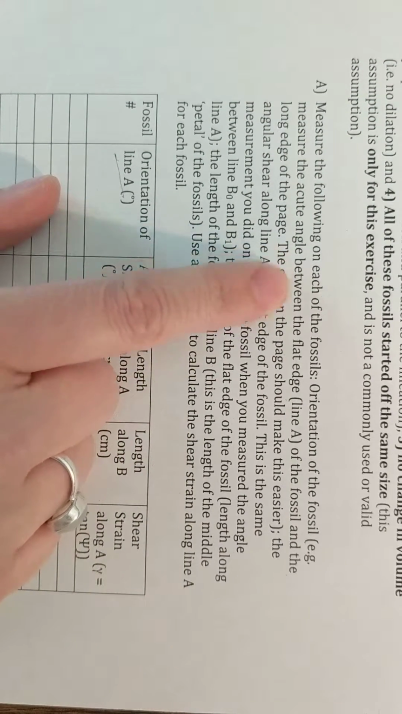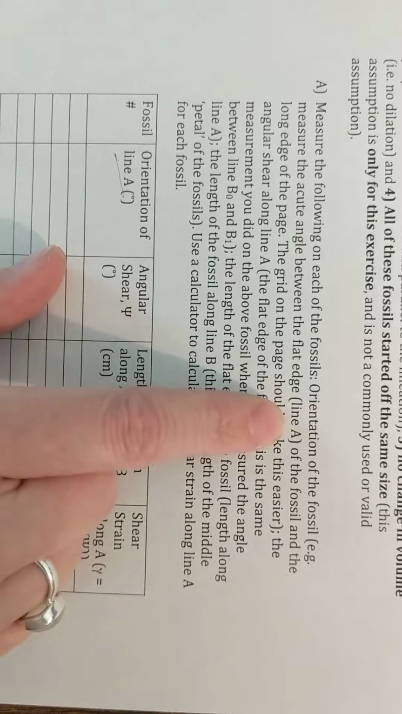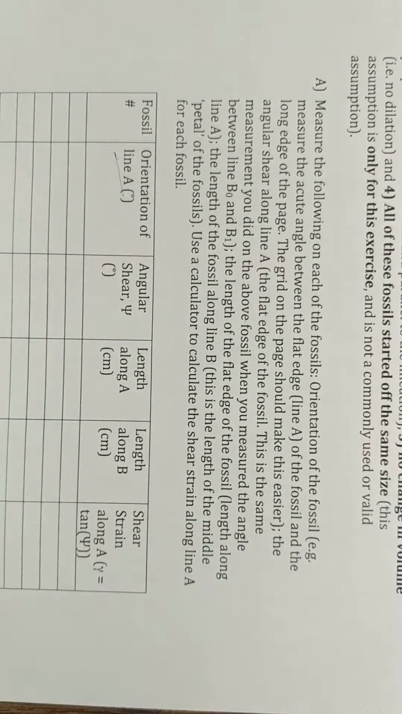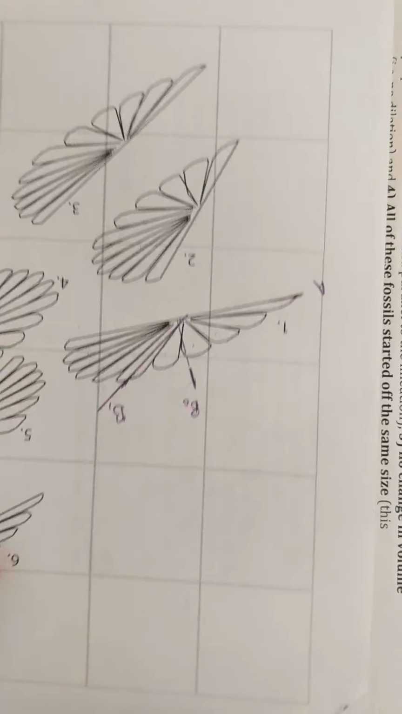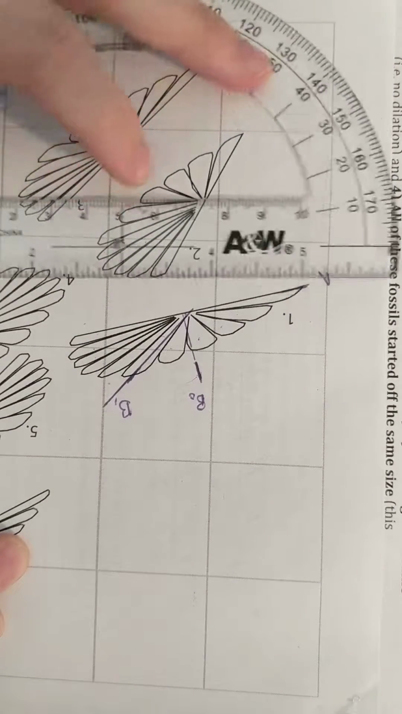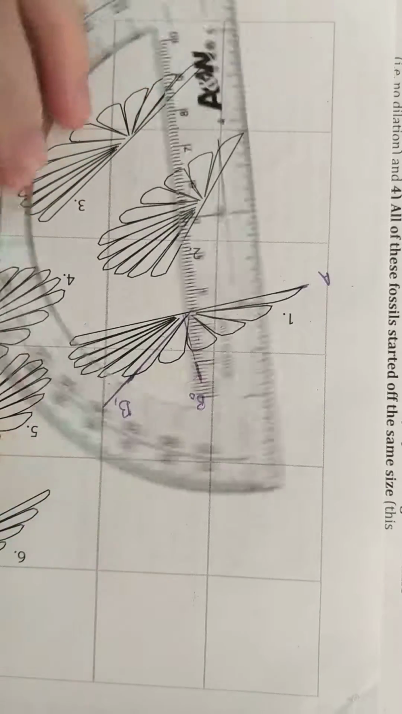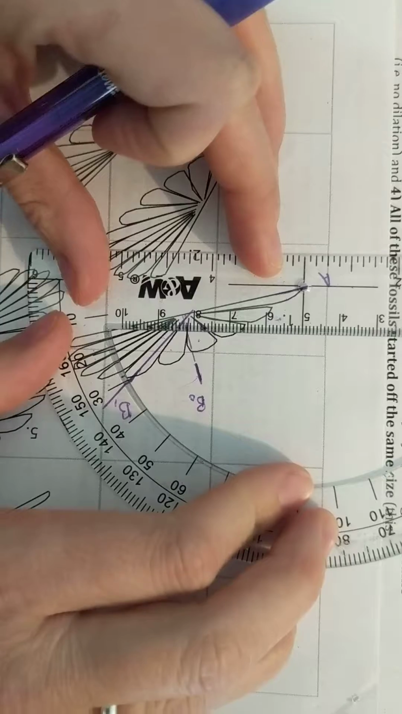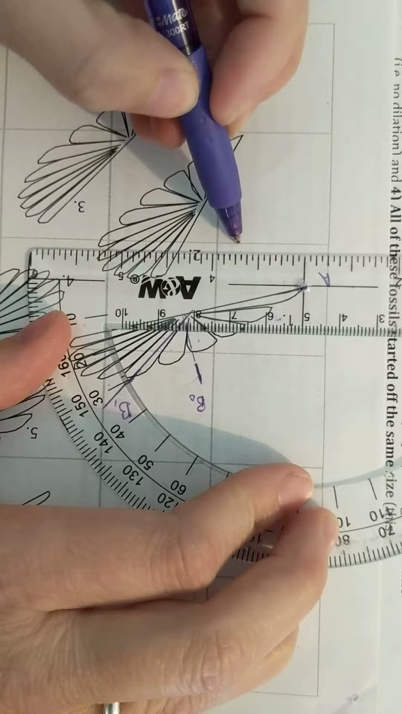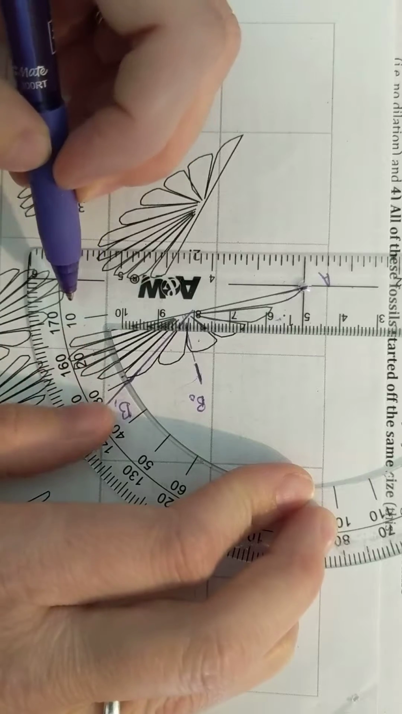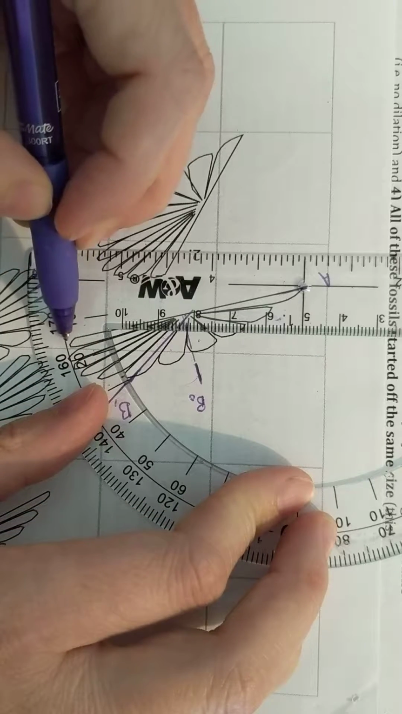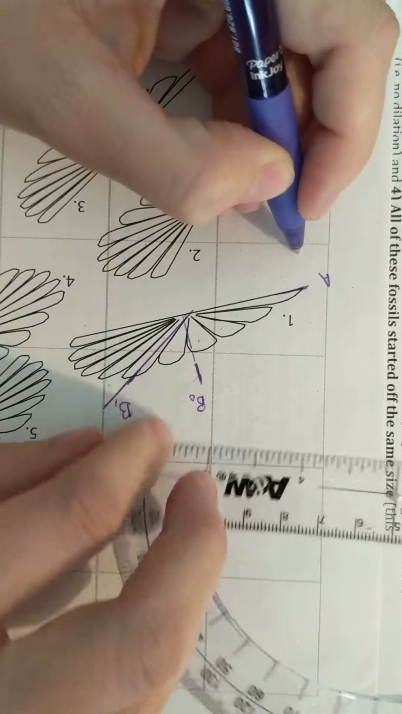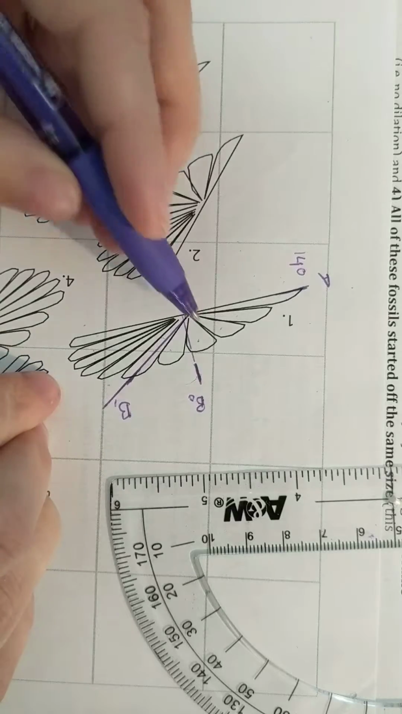We measure the acute angle between the flat edge, line A, of the fossil, and the long edge of the page. So to do this, we use the grid to help. We want the acute angle, so that is the smallest angle. Here we line this up so the edge of our protractor is parallel with one of our grid lines, and we measure off the angle, which here is about 14 degrees. So 14 degrees for this one.